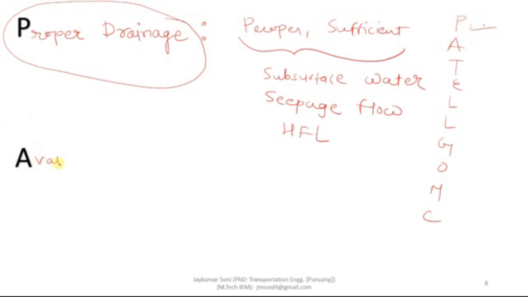So the second factor is availability of construction materials. The site should be so selected that the materials are easily available. The third is about T. Now, the T stands for traffic.